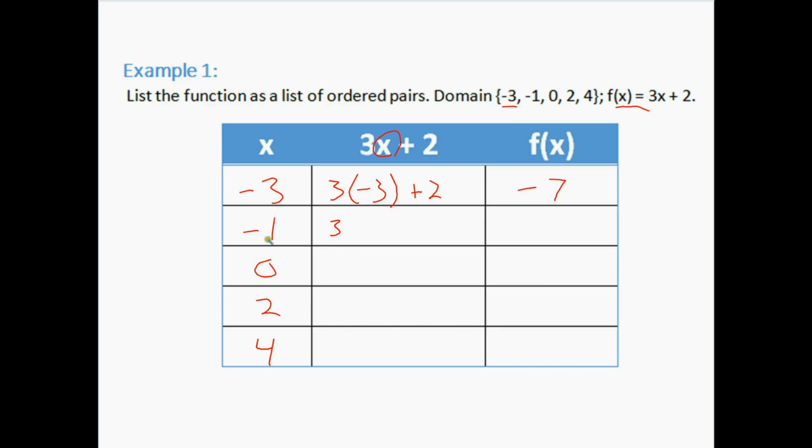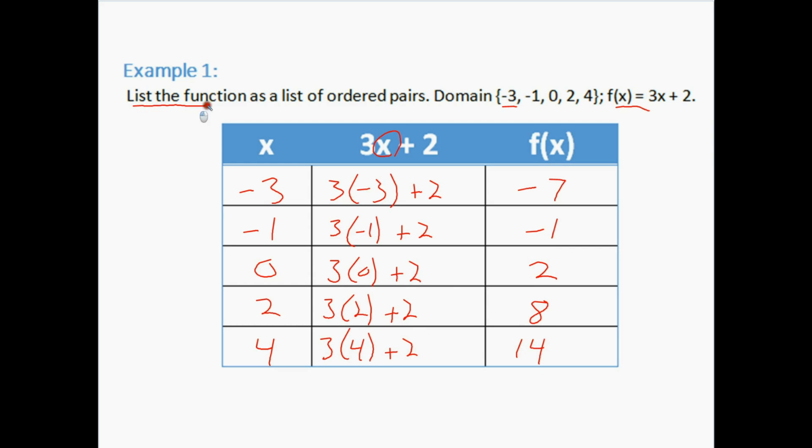Then we put that -1 in for x, and then add 2. So 3 times -1 is -3 plus 2 is -1. Put in 0 for x. And if you figure that out, you get 2. Putting in 2 for x, you get 3 times 2 is 6 plus 2 is 8. And putting in 4 for x, you get 3 times 4 is 12 plus 2 is 14.